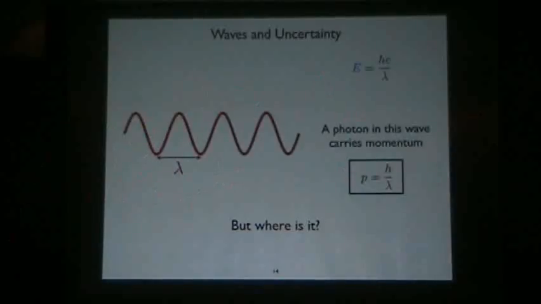So, I know from the photoelectric effect that a photon in this wave, the smallest piece of it, carries momentum that's determined by the wavelength. I know the energy is E equals hc over lambda, and I know the momentum is like 1 over lambda. I did talk about the momentum of specific particles last time, so you can imagine how it goes.